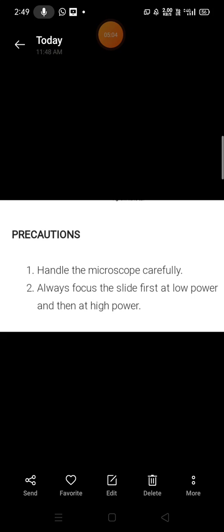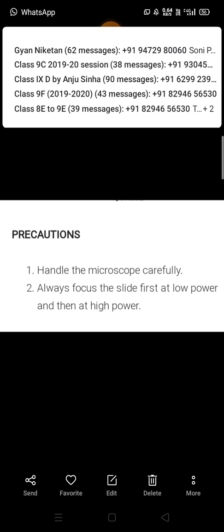Lastly, every practical needs a precaution. The first precaution is to handle the microscope carefully. Second, always focus the slide first at low power, this is the 10x, and then at high power, this is the 40x.